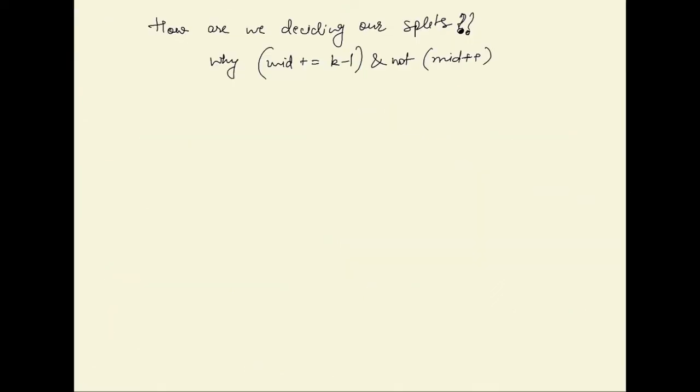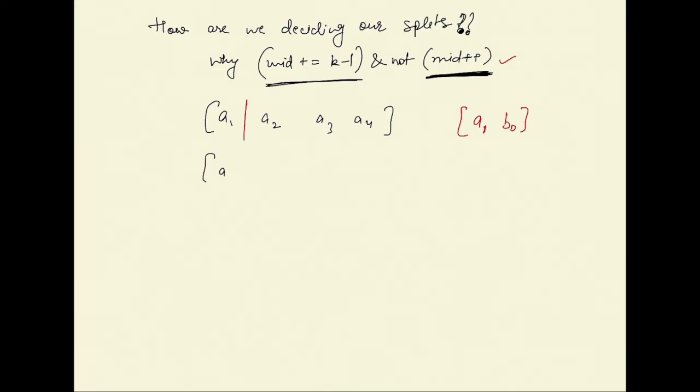An interesting question that might come across your mind is, how are we deciding our splits? Why are we doing mid plus equals k minus 1 and not mid plus plus? And why are we starting with mid equals x? These were a few of the questions that came across my mind, and I thought of spending some time explaining that. Let's say we had only 4 elements, a1, a2, a3, a4, and let's say we allowed this mid plus plus, then our first split would be here, and this would give us an answer of keeping a1 as it is and merging these 3 into some element b0.